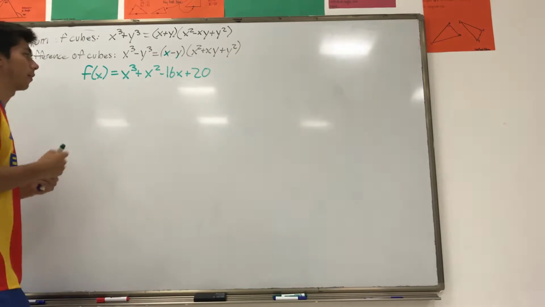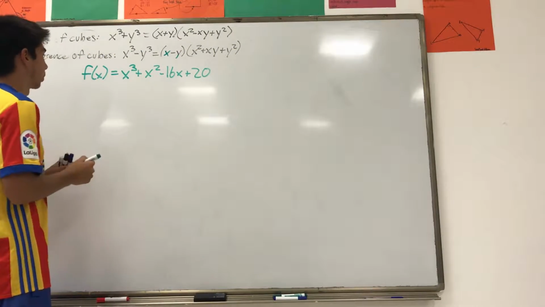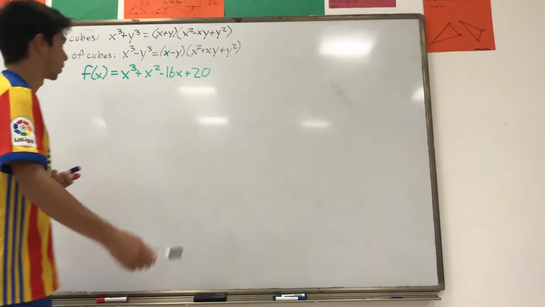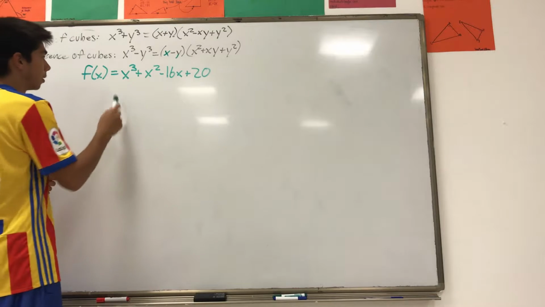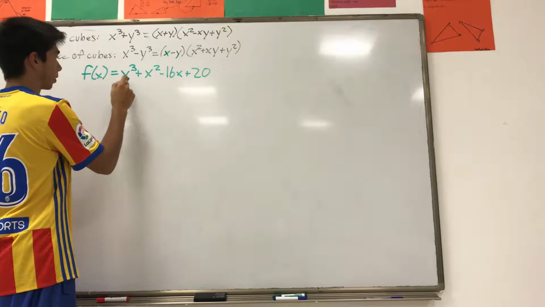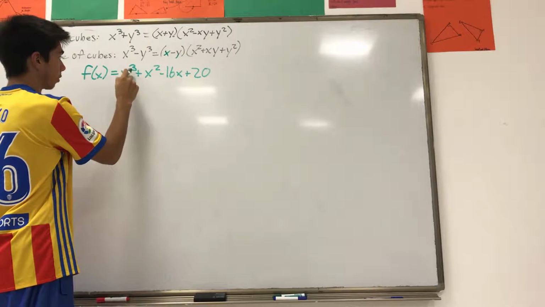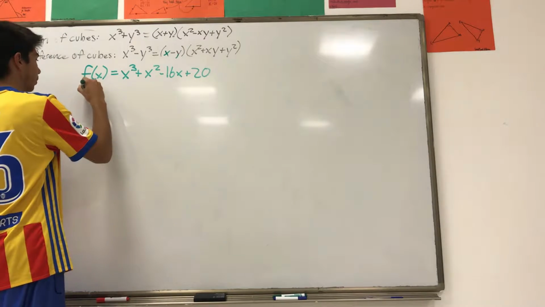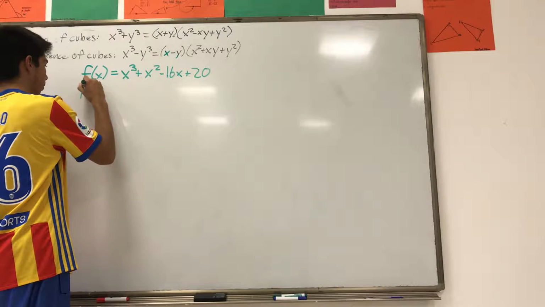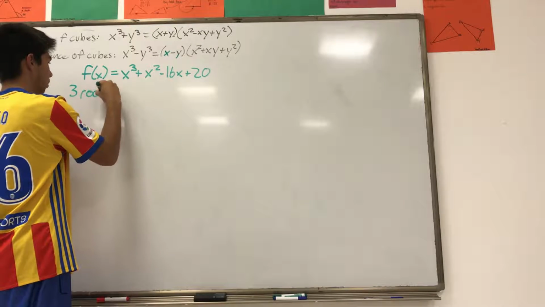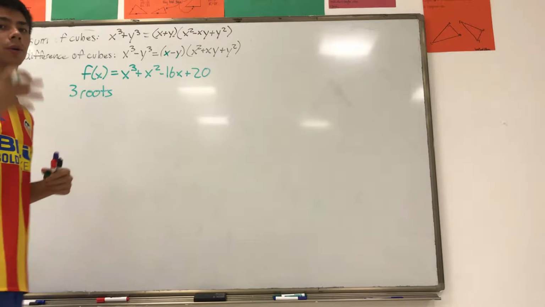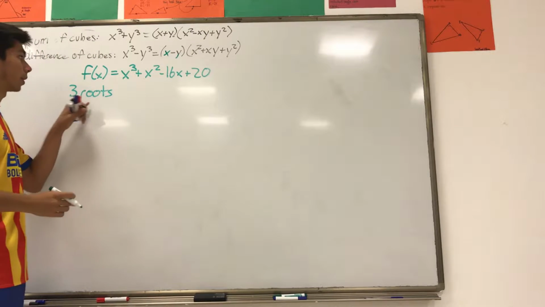Actually, let's start off with the fundamental theorem of algebra. If you forgot, it tells me how many roots there are for a function. I know for the fundamental theorem of algebra that there are 3 roots here. My degree is 3, so I'm going to be looking for 3 roots. I know this because of the fundamental theorem of algebra. If you forgot that, look it up real quick. So there should be 3 roots.